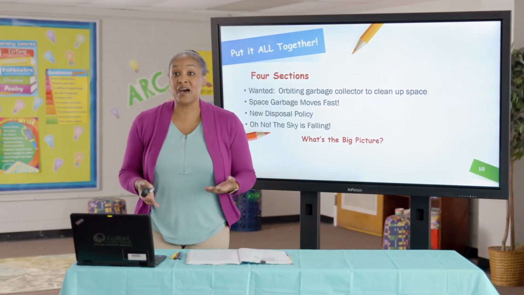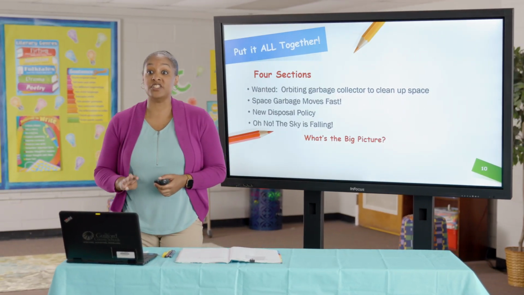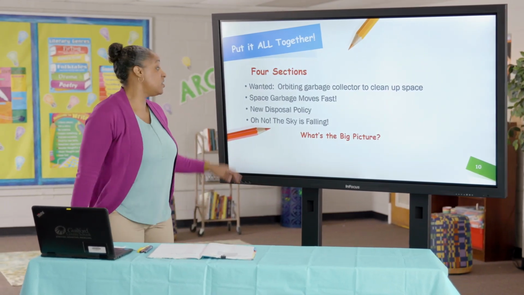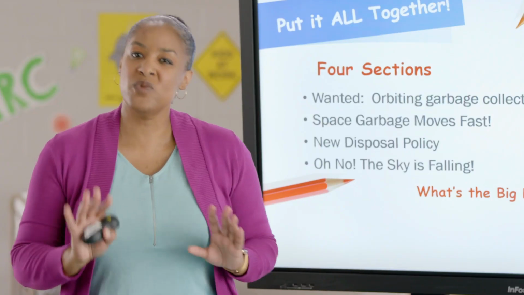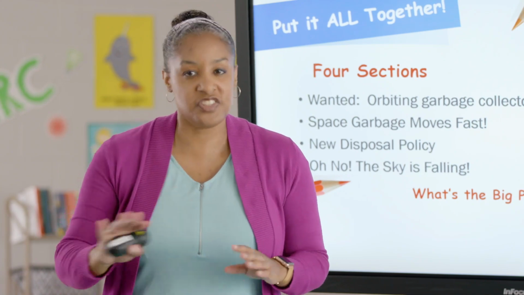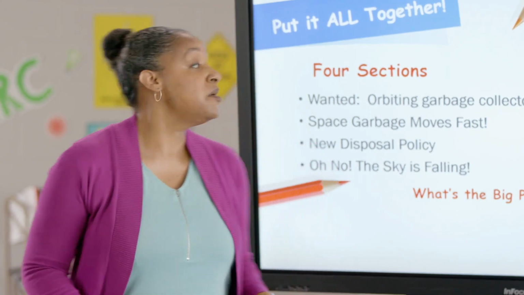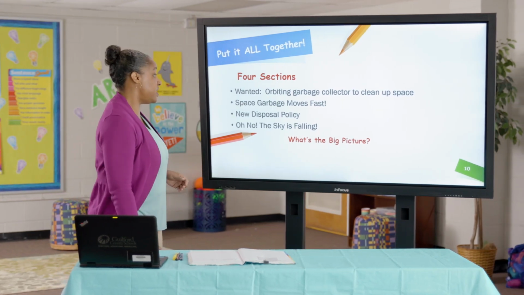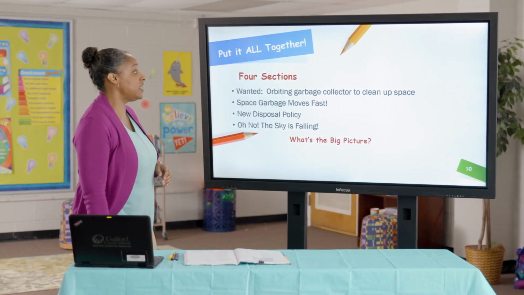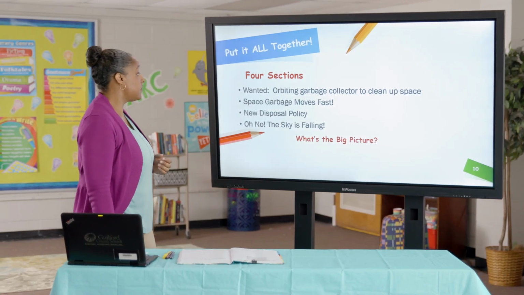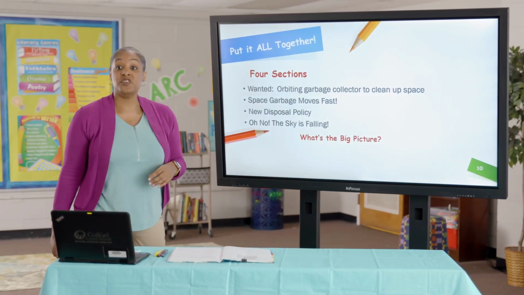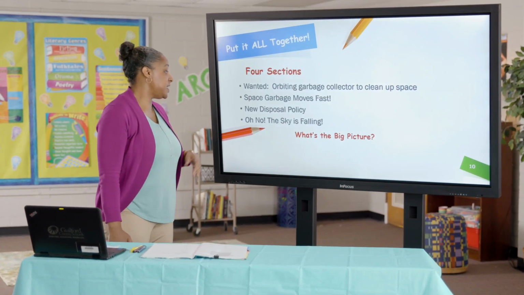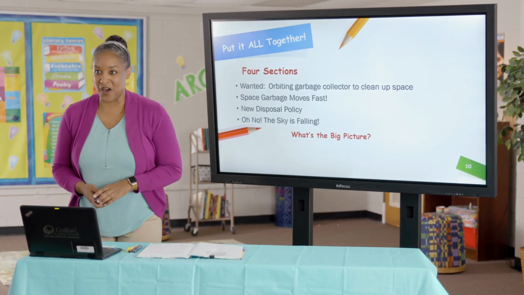So to wrap this up, I mentioned that we have 4 sections, but we went over 3 sections together. The final section, titled, Oh No, the Sky is Falling, was only a couple of sentences, so you can still use it to practice for yourself. But here are the 4 sections in total. The title of today's article, which was Wanted, Orbiting Garbage Collector to Clean Up Space. Space Garbage Moves Fast. New Disposal Policy. And last but not least, Oh No, the Sky is Falling.